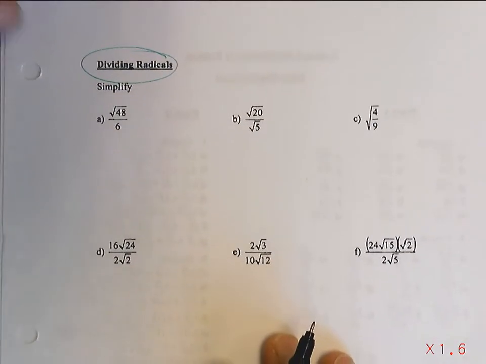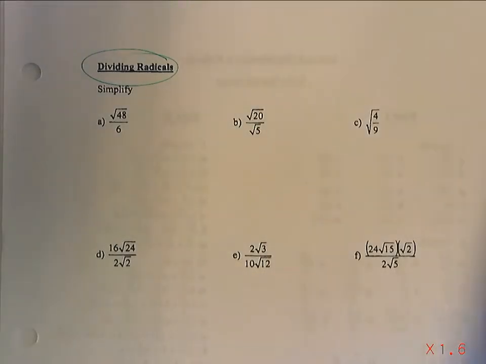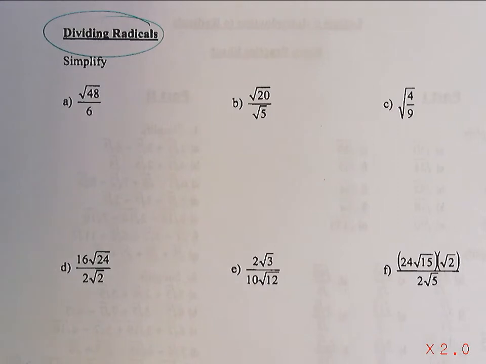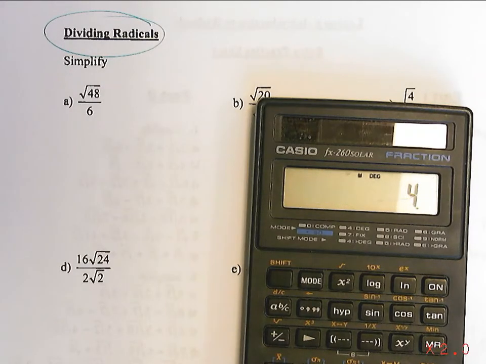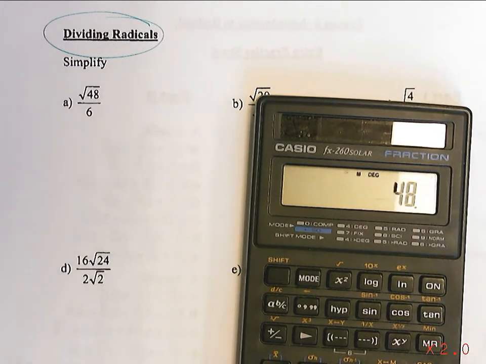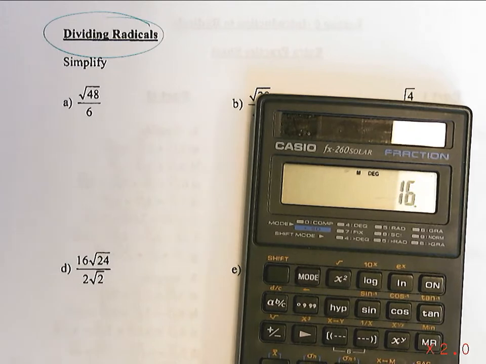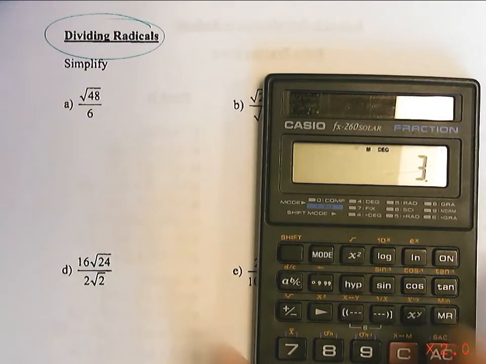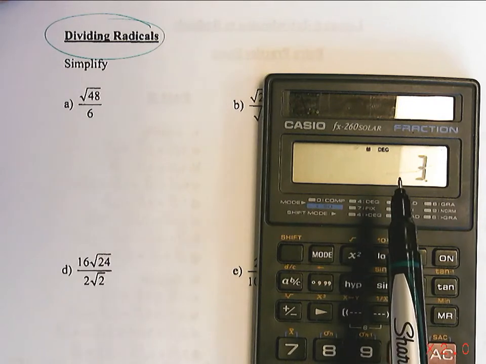So what I'm going to do is take a look at that 48, and think what perfect squares go into 48. And I'm going to use my calculator, and I'm going to say, okay, 48 is kind of cool. I wonder if it divides by 9. No. I wonder if it divides by 16. Hey, it does. 48 is 16 times 3, and 16 is a perfect square.